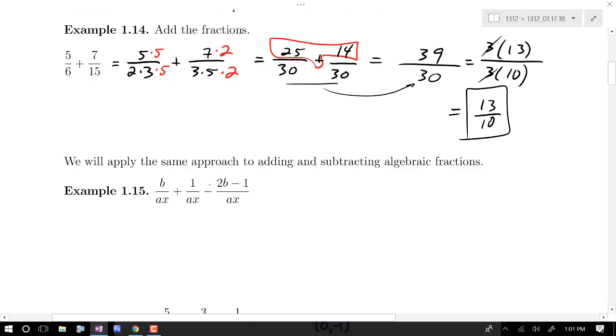Okay. So in example 115, these already have the same denominator, so I don't need to do any work there. I'm just bringing that denominator over. And then these operations, the addition and subtraction, will be performed on the numerators. I'm going to do that up top. So we have b plus 1 minus. Now we have to subtract the entire numerator, so I got to put parentheses around the 2b minus 1.